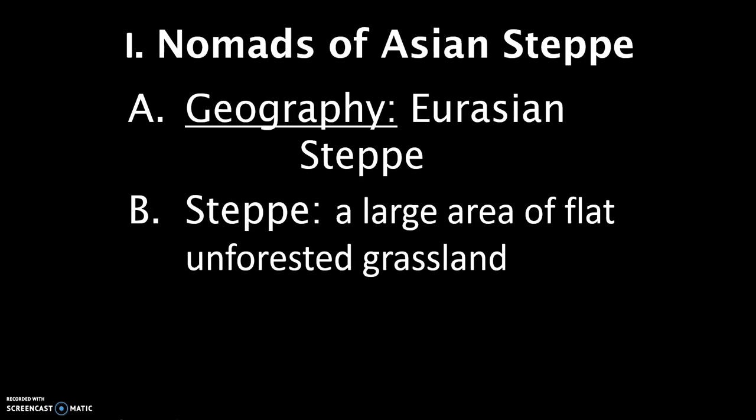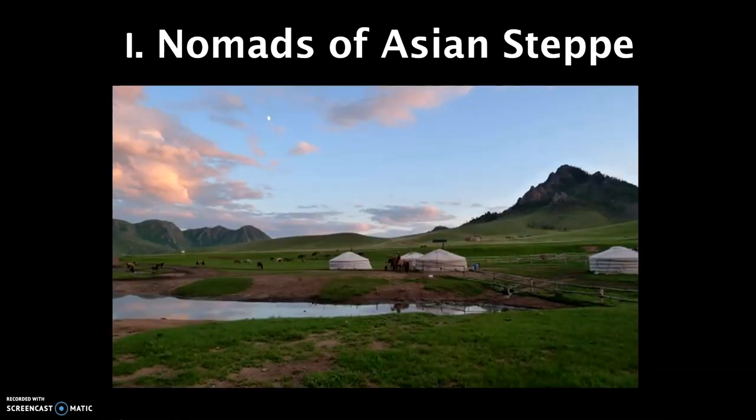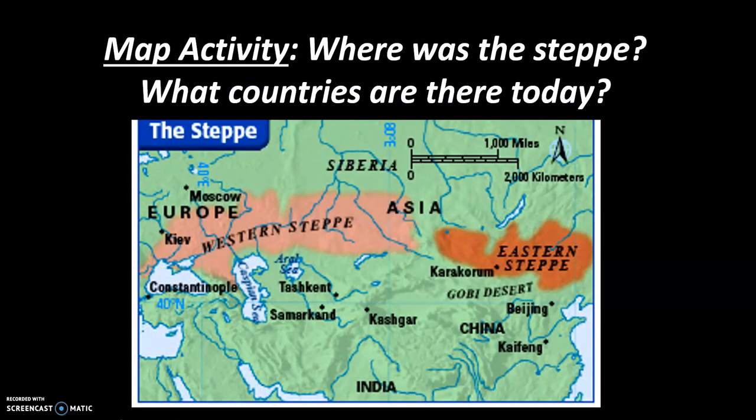The Eurasian steppe is an enormous expanse that covers both Europe and Asia. So this is what the steppe would look like, or a sample of what the steppe looks like. So here we see a map of the steppe. What countries are there in the eastern and western steppe today? Take a look at the map and see if you can identify some countries that would be where those places are.